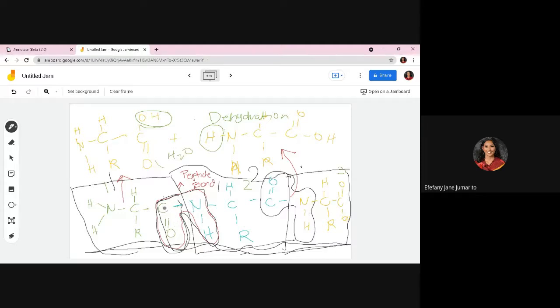Of these two structures, we have the C double bond O and the N H, then we have the second one. Which of them is correct? One of these two ways of writing the peptide bond is wrong. The first one is correct. What happens to the second? What configuration is that?